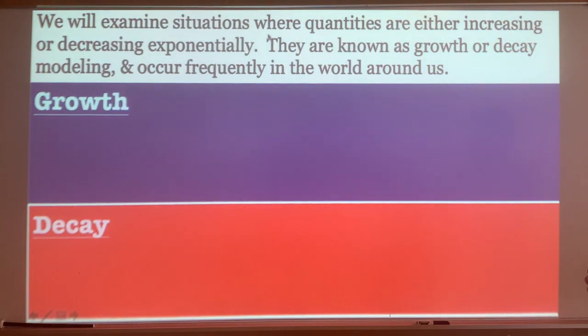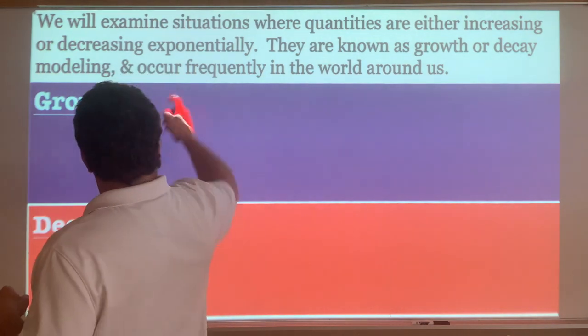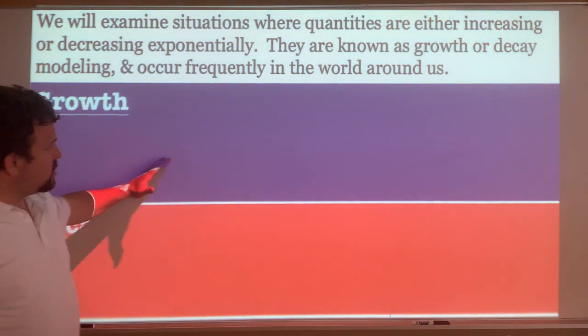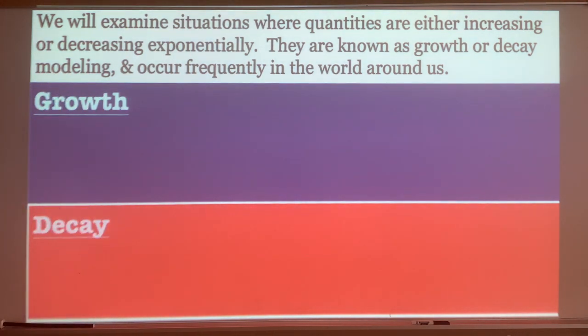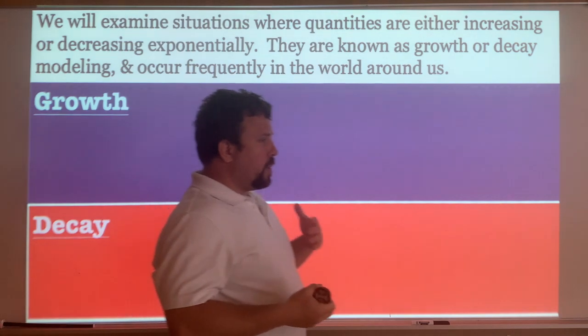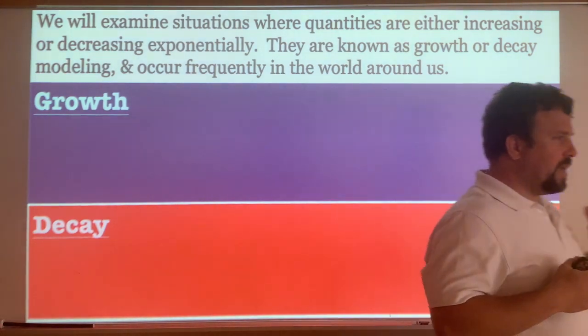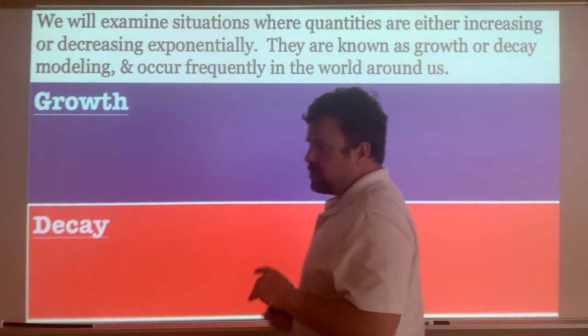In this lesson, we will examine different situations where quantities are either increasing, going up, or decreasing, going down, exponentially. So it's not a straight line, it's more of an exponential or a curve line. So they are known as either growth or decay modeling, and they occur frequently in the world around us. Typically, nothing is a direct variation. It does have some type of exponential to it.